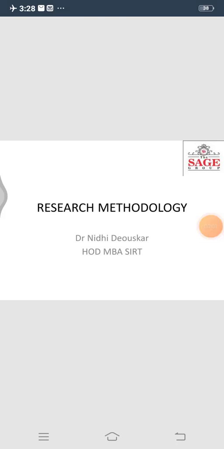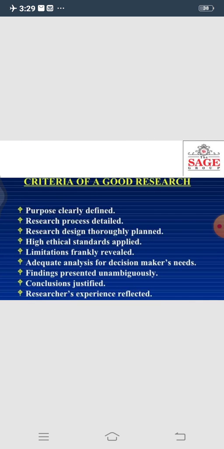Hello, all. We'll continue with the topic we were discussing in our last session, that is research methodology. So far, we have discussed what we actually mean by research and what the different objectives of research are. This we have already done. Now, let us take a look at the criteria of good research. When will we say that the research was good?